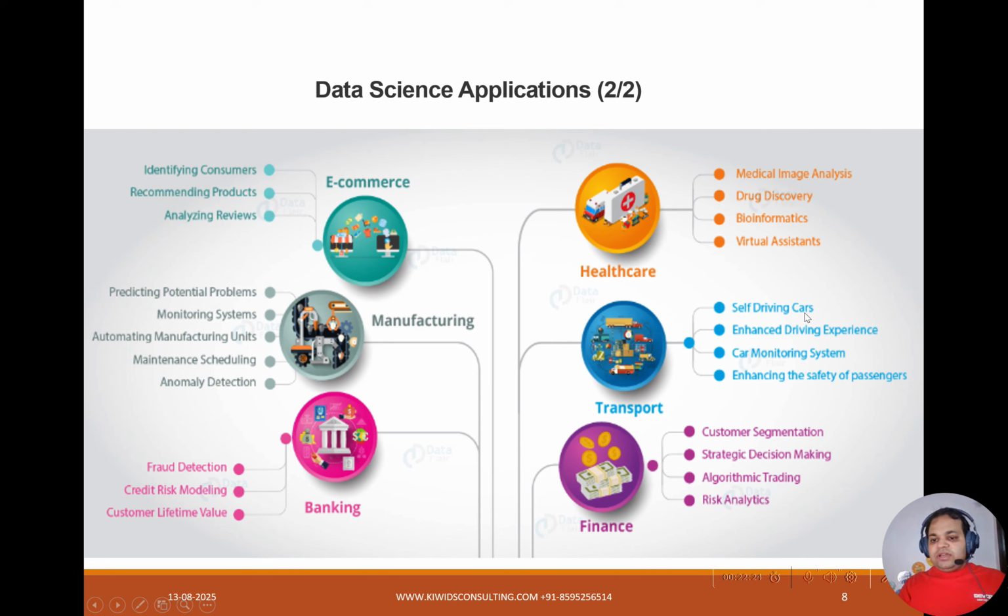Transport: self-driving cars, car monitoring systems, etc. Autonomous vehicles is another category, self-driving cars, which is being tested right now, and you already have some features available in cars these days. You will find a lot of autonomous taxis in the US these days as well. Then finance is customer segmentation, risk analytics, etc. So these are the details which you look at.